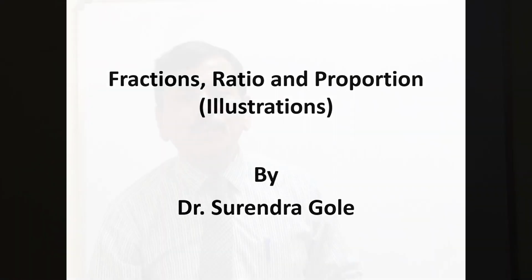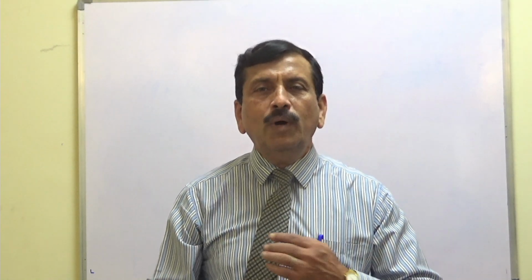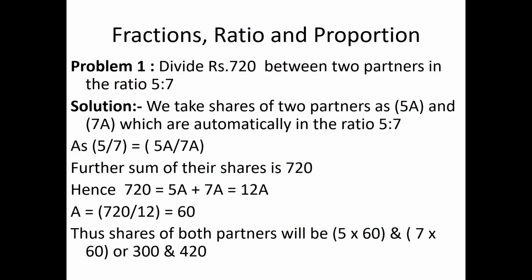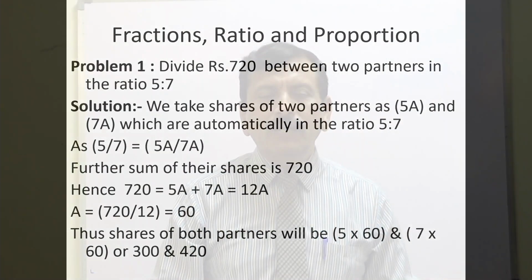Okay, welcome all of you to this session of illustration of the topic fraction, ratio and proportion. Now let's see the example. What is given in the example? Divide rupees 720 between two partners in the ratio 5:7.